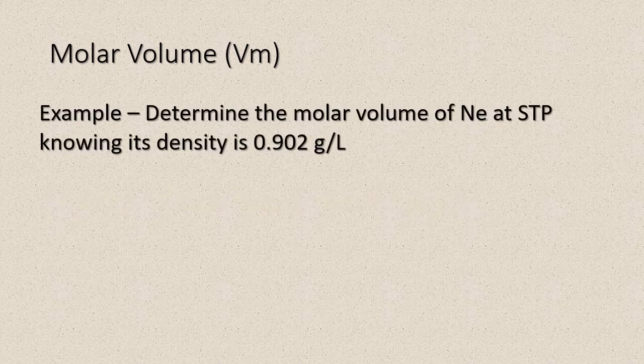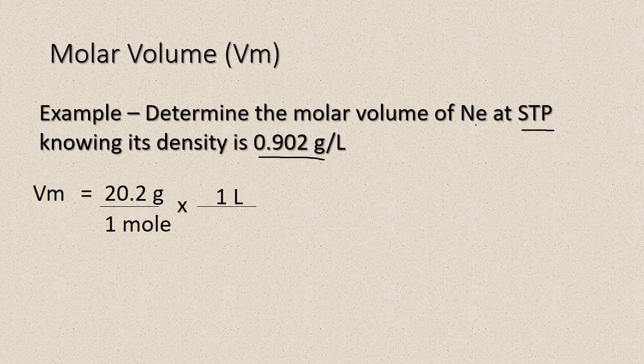Let's repeat here, but this time we're going to look at STP. Again, we've got neon, and you notice our density is a little different this time. So set up the same way. We'll take the molar mass of neon, divide it by 1 mole, 1 liter over our grams. We can cancel out our grams, and when you divide, you get 24.8 liters.